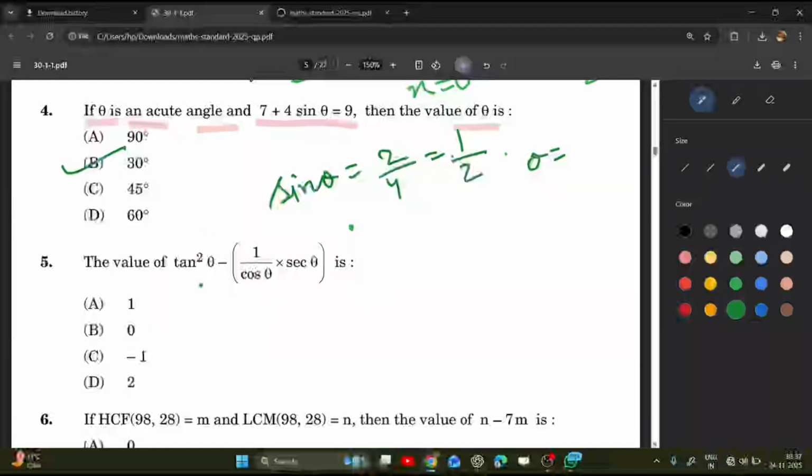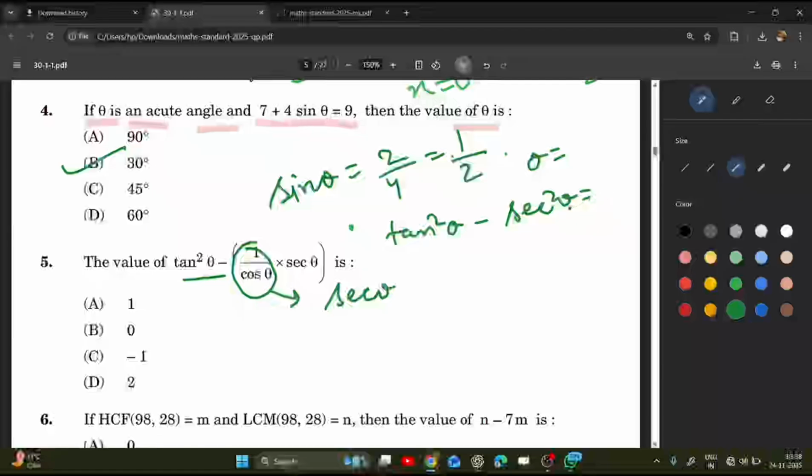Next question. Tan square theta minus 1 upon cos theta into sec theta. Okay, so this 1 upon cos theta can be written as sec theta. Now it will be tan square theta minus sec square theta. You may remember the formula, but if you don't know, don't worry. We can find the formula very quickly.